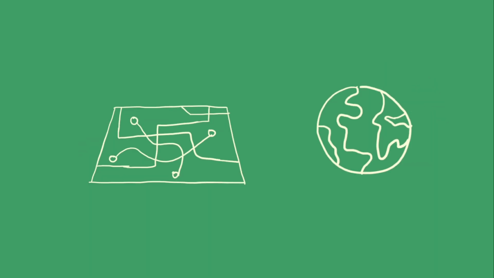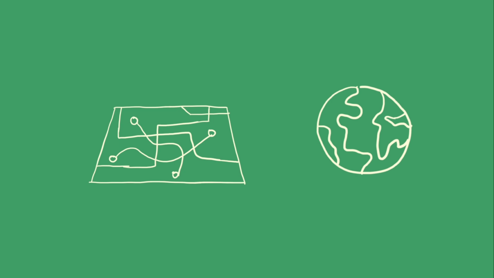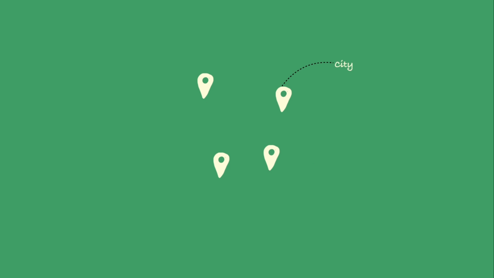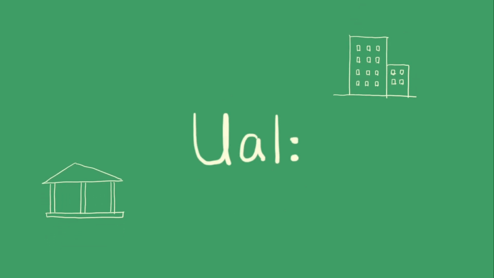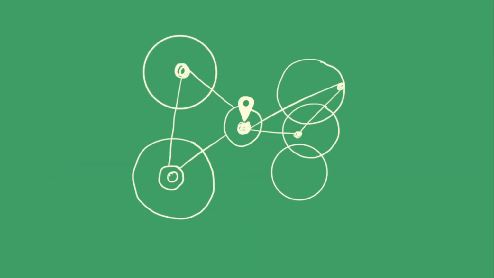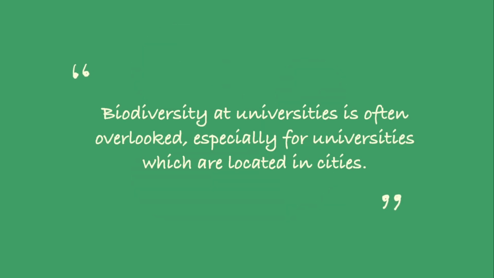Another reason was that the spatial feature of universities was representative. They are located across the city, like the cities are located around the globe, and it was practical to research at UAL. After that, I made the whole system to clarify my point and made the problem statement more specific. Biodiversity at universities is often overlooked, especially for universities which are located in cities.